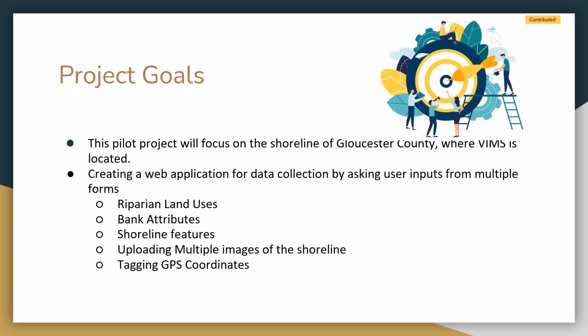and validation processes. The project aim was to create a web application for the citizens of the shoreline to be able to submit data using multiple forms such as the riparian land uses form, bank attributes form, and shoreline features form, along with multiple images of the shoreline changes by tagging GPS coordinates.